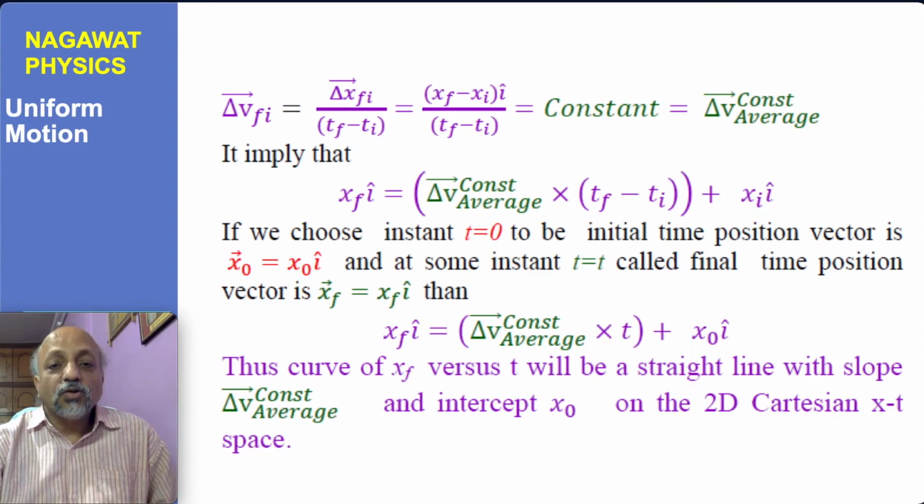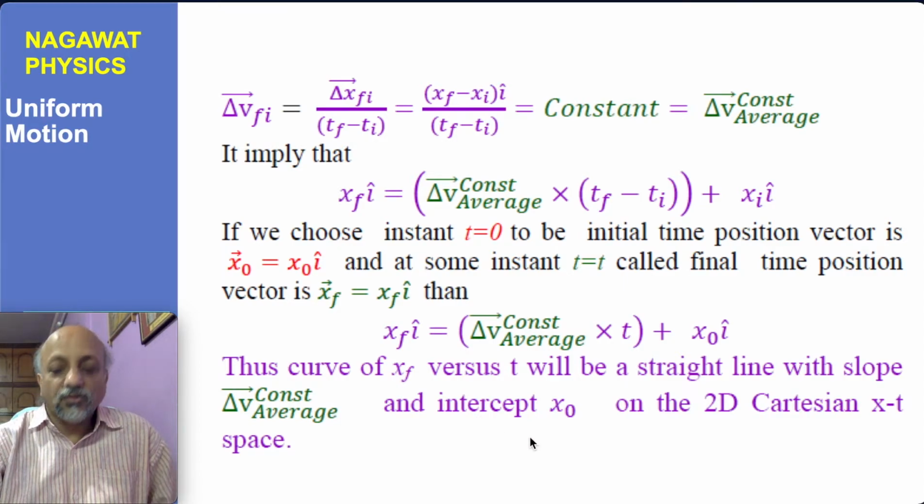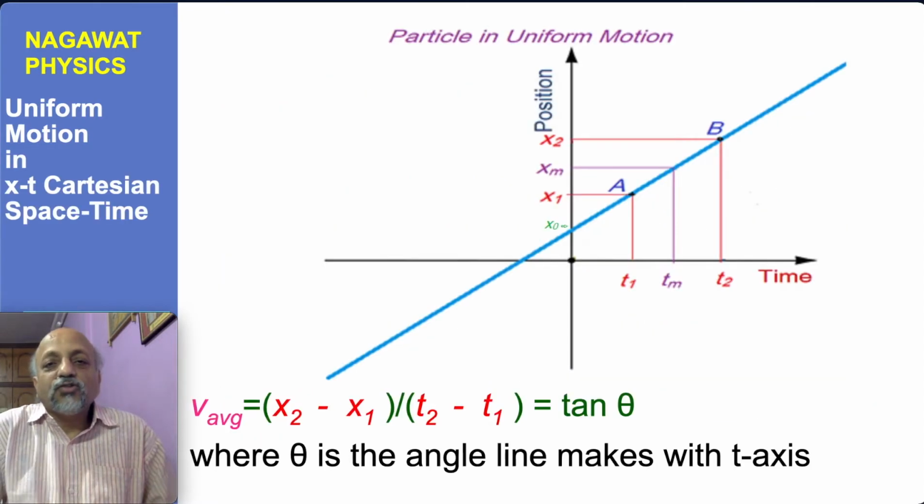Very often we prefer the choice t equal to 0 for the initial time. So what we notice from here is that the curve of x_f versus t will be a straight line, because x_f is some constant times time plus a constant. x_0 is a constant vector, remember. So x_f, the final position, is some constant multiplied by t plus another constant. This will correspond to a straight line in 2-dimensional Cartesian space, which is shown here.